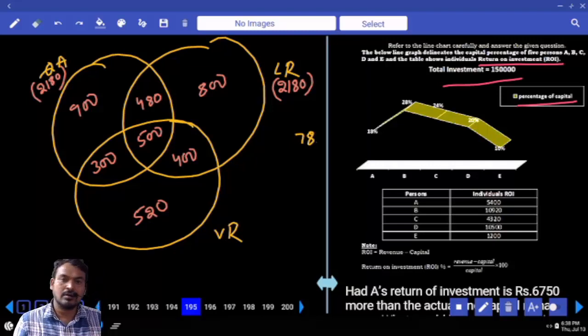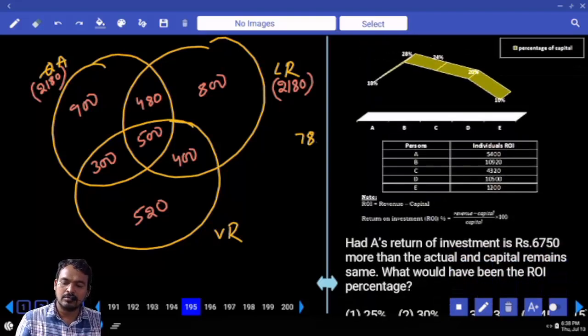Again person A, what is the individual ROI? 5,400. B individual ROI, 10,920. And one more, ROI is also equal to which one? Revenue minus capital. And return on investment percent is also equal to revenue minus capital by capital into 100. Simply we are saying selling price minus cost price is equal to profit. Then profit percent is equal to selling price minus cost price by cost price into 100.